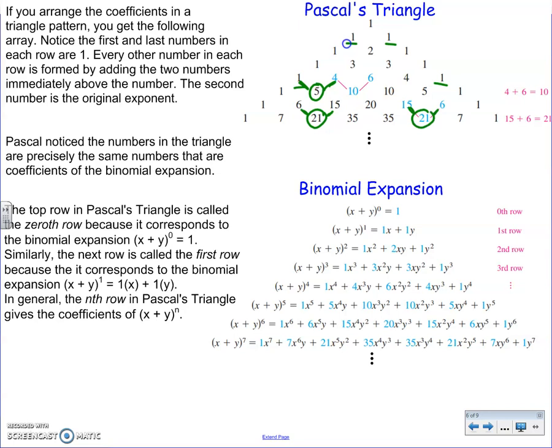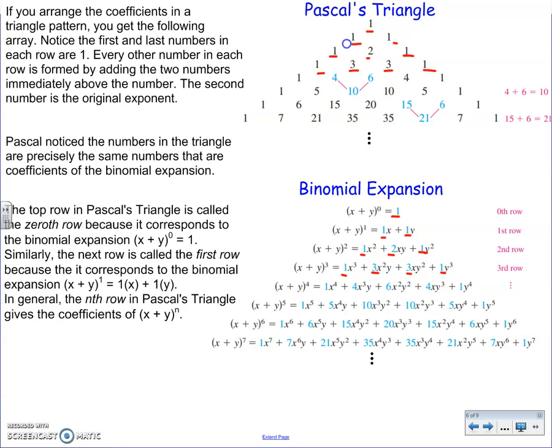Also notice that the second number is the original exponent. That's going to be very important later. That's how I use it. Anyways, notice that these numbers in the triangle are precisely the same numbers that are the coefficients in the binomial expansion. If you look at this bottom one, notice it goes 1, 1, 1, 1, 2, 1, 1, 3, 3, 1, just like these numbers. They're the same thing.